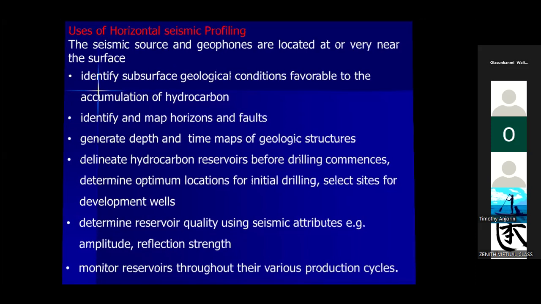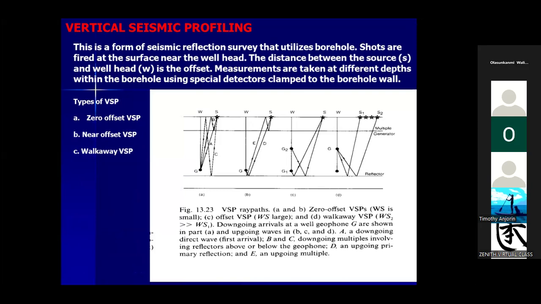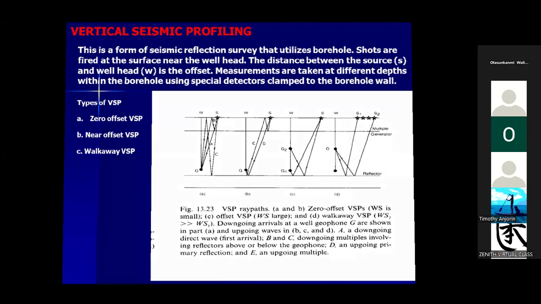When you want to acquire your seismic data, we have two types of profiling. It could be horizontal profiling, it could be vertical profiling. Horizontal profiling is in the sense that your source and your receiver lie on the surface. But with vertical seismic profiling, you have your source at the surface, but your receiver is placed in the well and information is recorded. And we have different types of vertical seismic profiling: the near offsets vertical seismic profiling, and the walk away vertical seismic profiling.